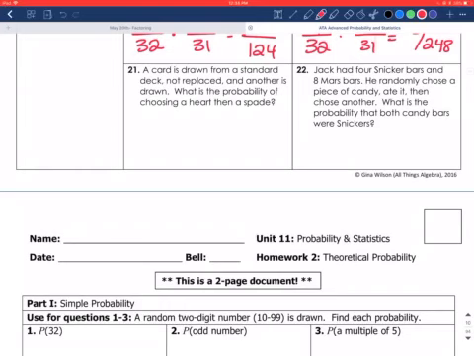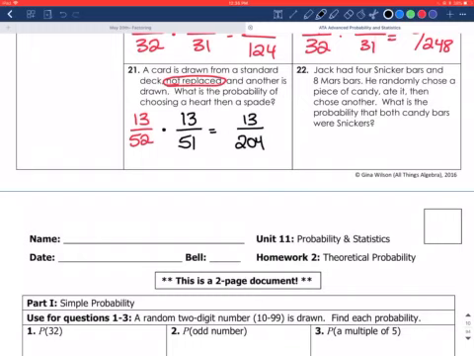Okay, so for 21, a card is drawn from a standard deck, not replaced, right? So this is dependent, and another is drawn. What's the probability of choosing a heart and then a spade? So there's 52 cards in a deck, and the probability of getting a heart is 13 out of 52. Then we will multiply that by the probability of getting a spade. So there's still 13 spades, but we'd have 1 less card in the deck, right? So 13 over 52 times 13 over 51, simplified out, will be 13 over 204.